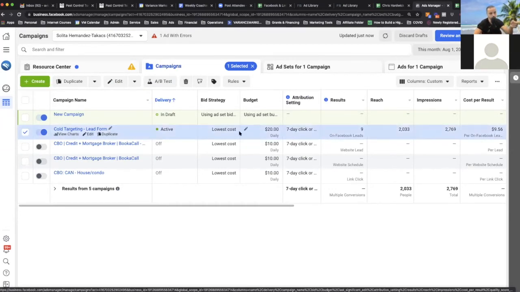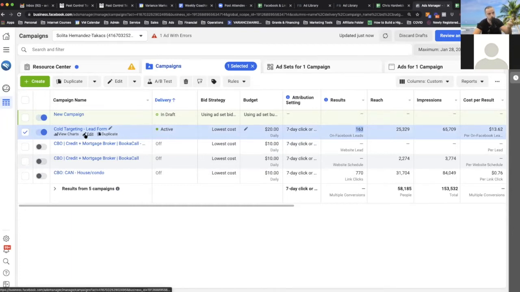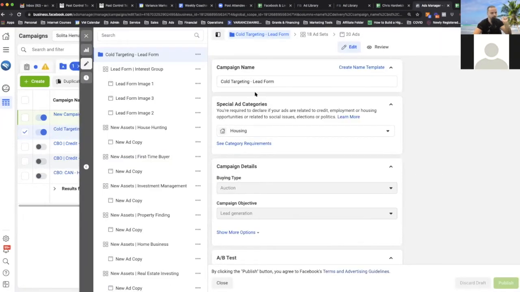So right now, this person only has a cold traffic campaign open. And let's just see how many leads. They got 163 leads so far since running this campaign, right? So roughly about $13 a lead is what they're spending to get mortgage qualified leads. Spending about $20 a day on the ads and they're getting about 163 leads so far. It's been about, I don't know, 60 days or so.